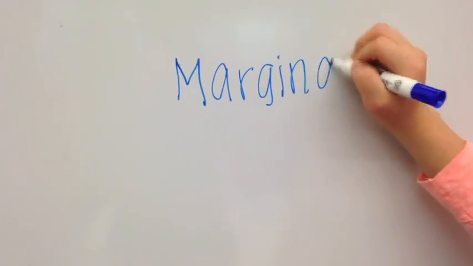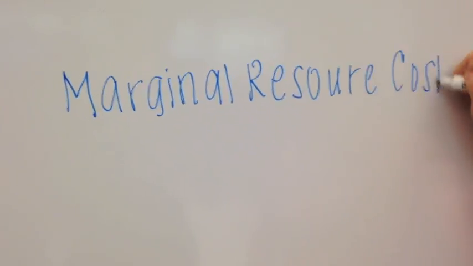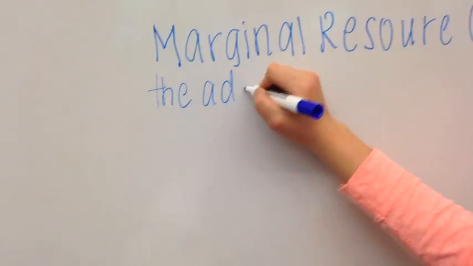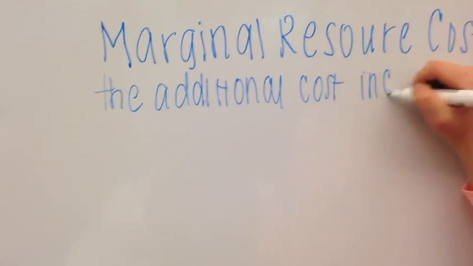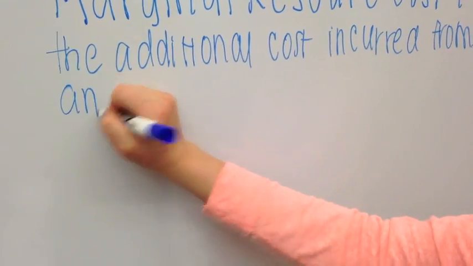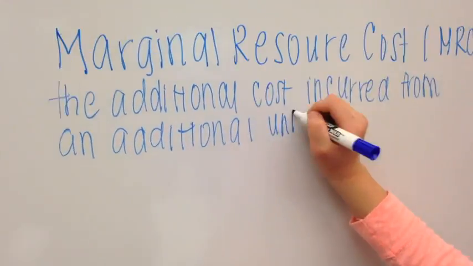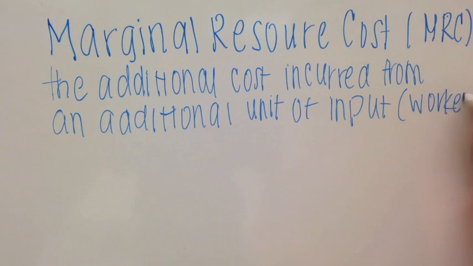So we just talked about the marginal revenue product, and now we're going to talk about the marginal resource cost, otherwise known as MRC. So the marginal resource cost is the additional cost incurred from an additional unit of input. In most cases, this would be a worker.